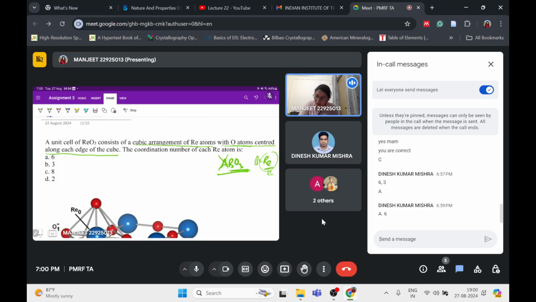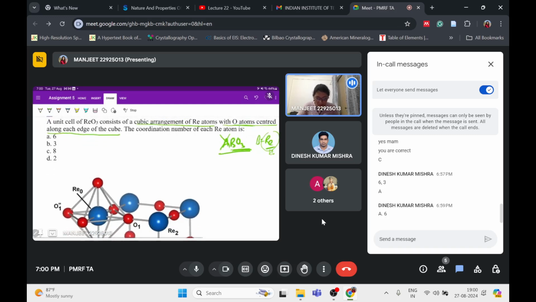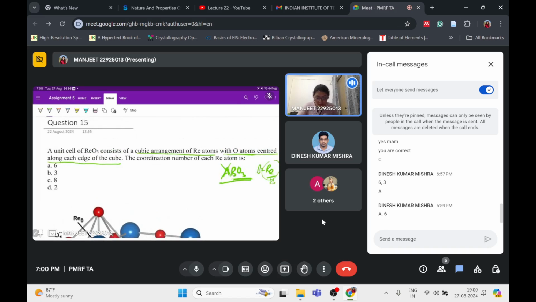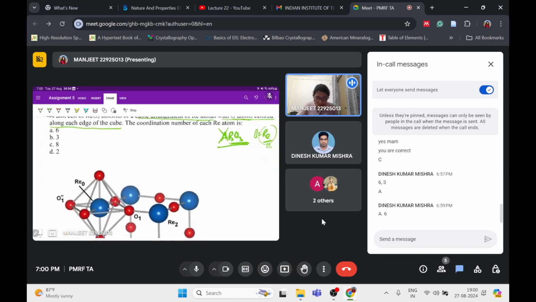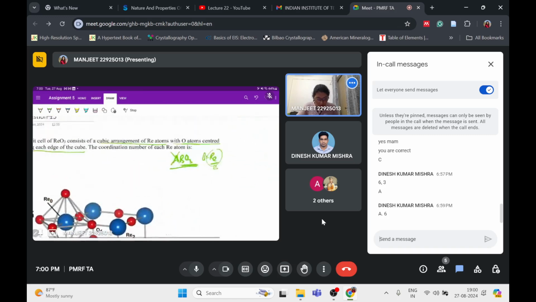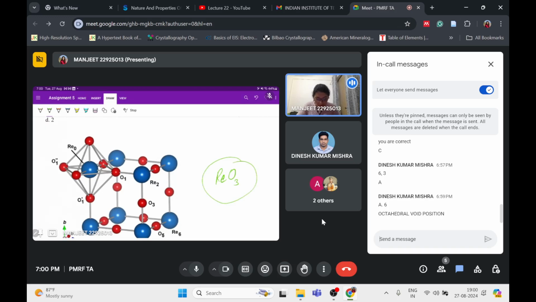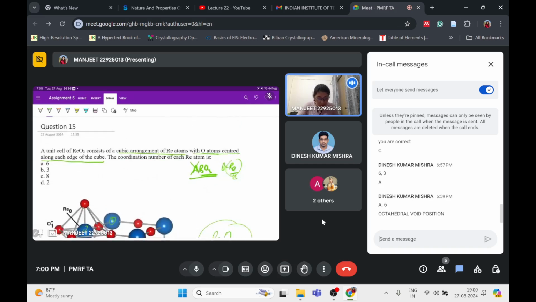So what will be the coordination number? So if you see, yeah, it is correct. A will be the correct answer. So how will it be? If you see, then this is ReO3. This is the crystal structure of the ReO3.